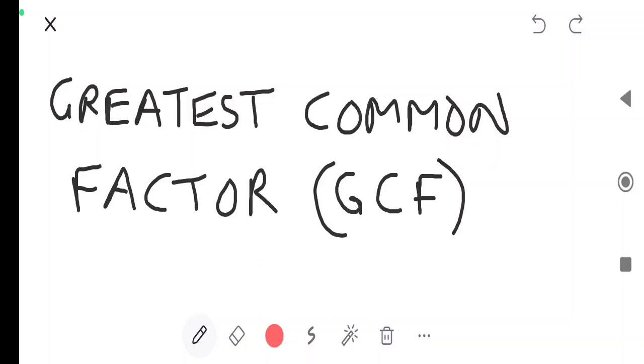Today we are going to learn greatest common factor, GCF. Are you guys excited? The greatest common factor is the biggest number that can divide the set of numbers you were given. To get the greatest common factor, you can use mental math or factor tree method.